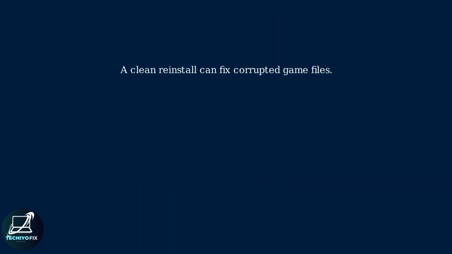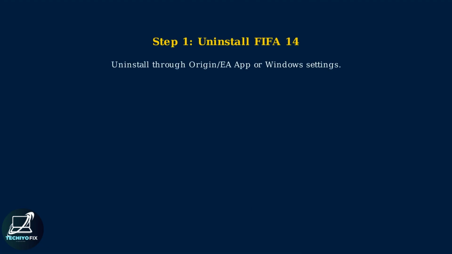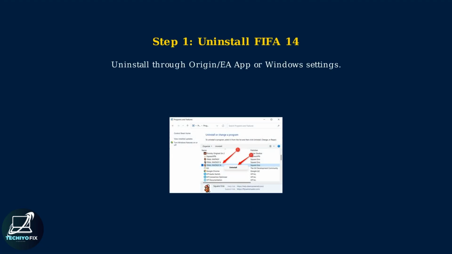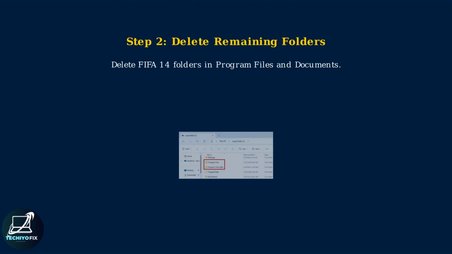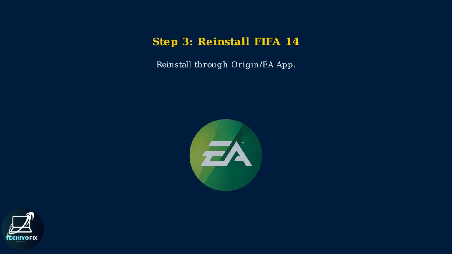A clean reinstall can fix corrupted game files. Start by uninstalling FIFA 14 through Origin or EA app or use Windows Settings. In Windows Settings, open Programs and Features, select FIFA 14 and choose Uninstall. Next, delete any remaining FIFA 14 folders from your program files and documents directories. Finally, reinstall the game through Origin or EA app.